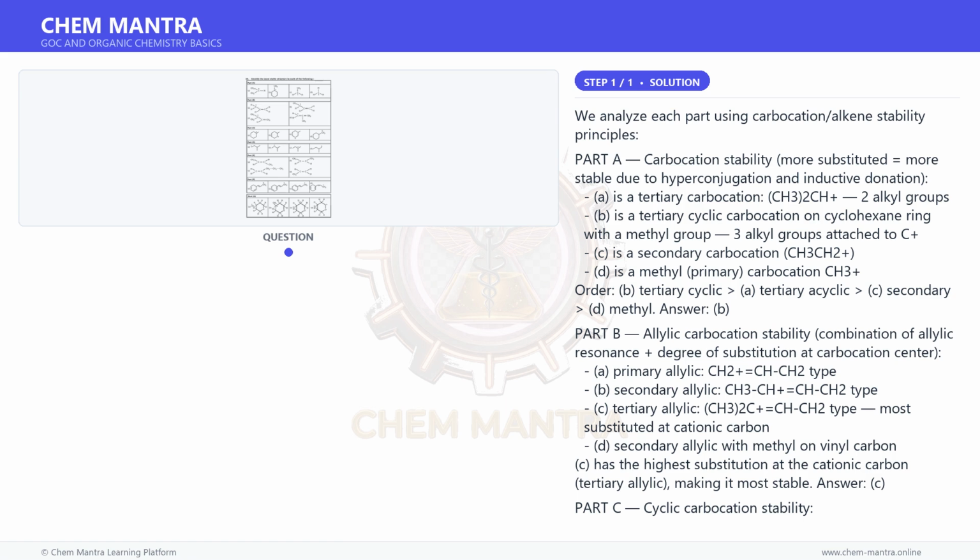Answer B. Part G, oxacyclohexane, tetrahydropyran, carbocations. A. Exocyclic primary plus, CH2 on the oxane ring. B. Plus on a ring carbon bearing CH3, adjacent to O, tertiary plus O stabilization via lone pair. C. Plus directly on a ring carbon alpha to O, secondary, O stabilizes via lone pair donation. D. Plus on a carbon that benefits from O lone pair donation, oxygen-stabilized carbocation.